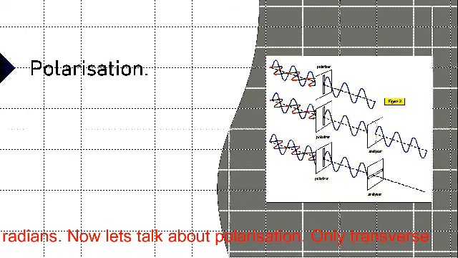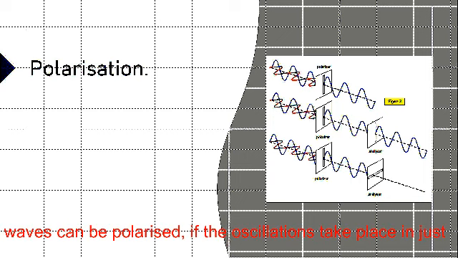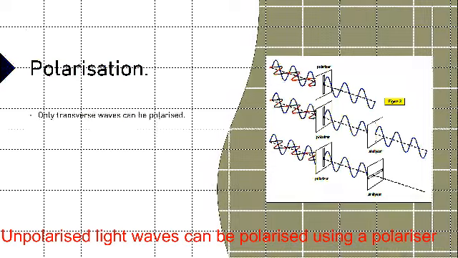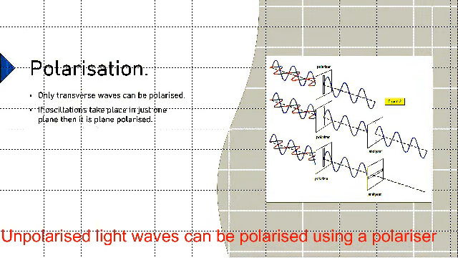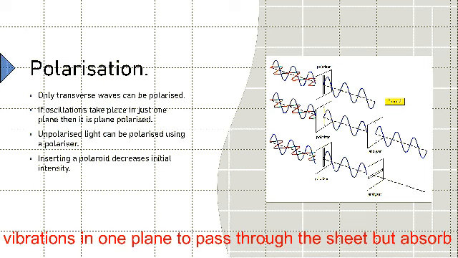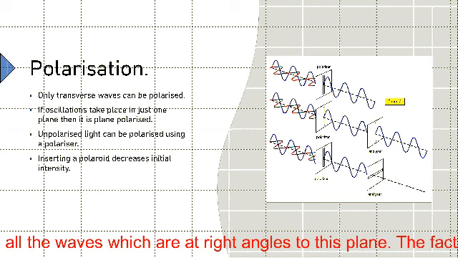So, let's talk about polarization. Only transverse waves can be polarized to start off. That is a definitive fact. If the oscillations take place in just one plane, then the wave is said to be plane polarized. Unpolarized light waves can be polarized using a polarizer, such as a sheet of Polaroid. The Polaroid allows waves with vibrations in one single plane to pass through the sheet, and absorbs all the waves which are at right angles to this plane.